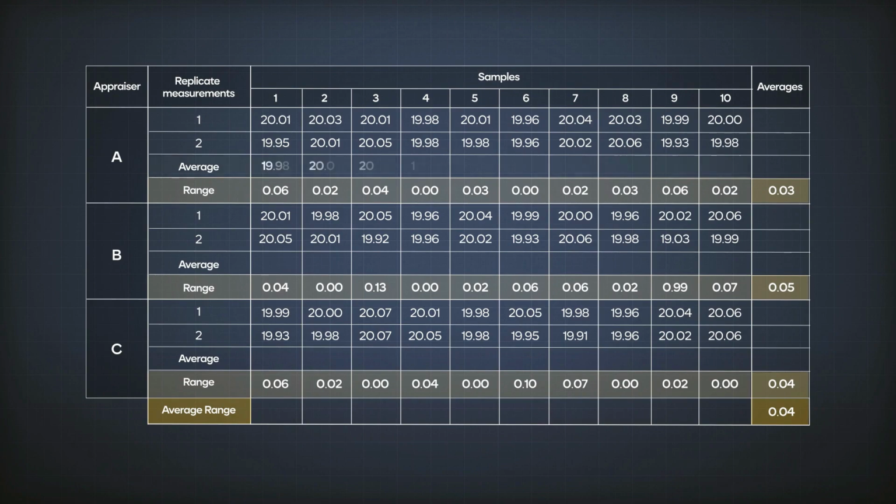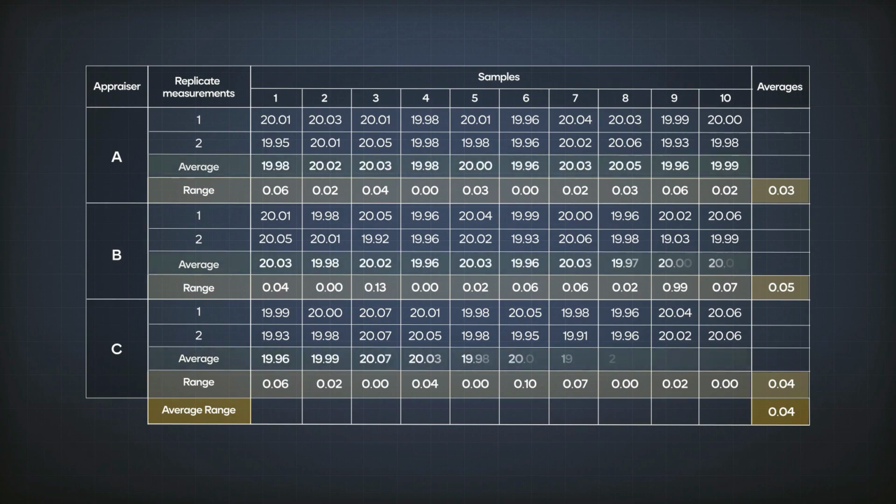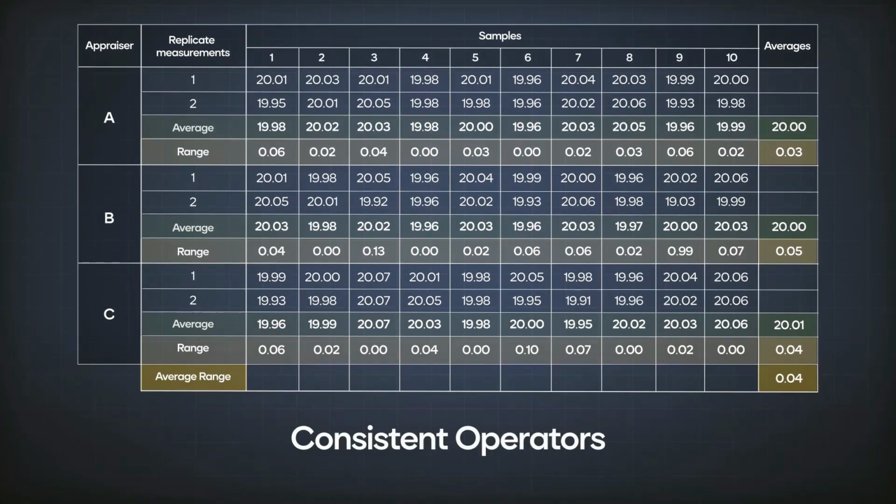First, average the measurements for each sample. Then average across all samples. This gives us one average per operator. If those operator averages are close together, operators are measuring consistently. If they're far apart, we have reproducibility issues.